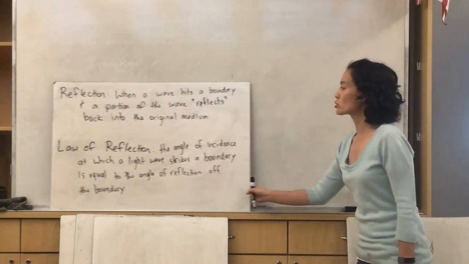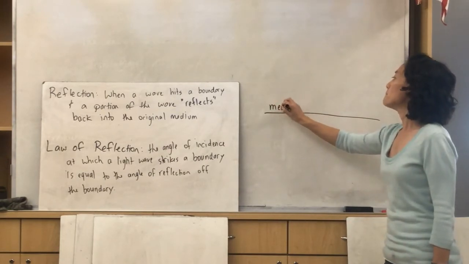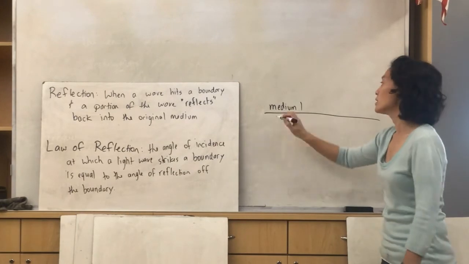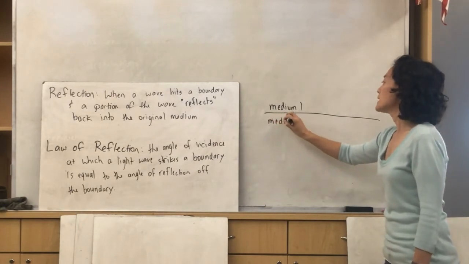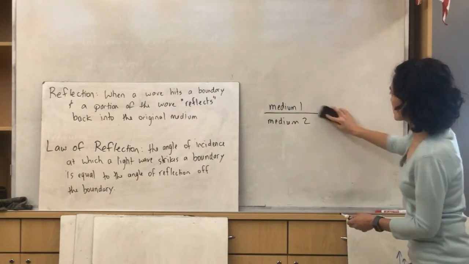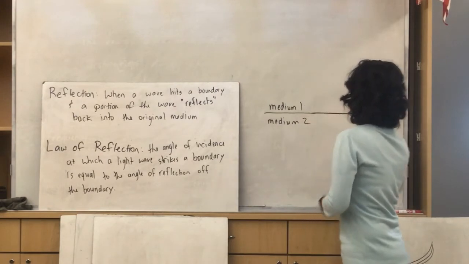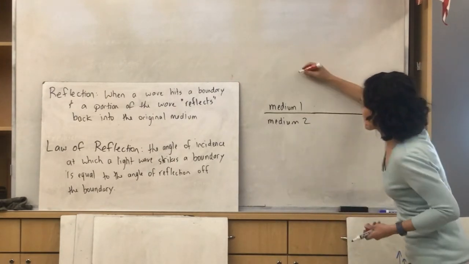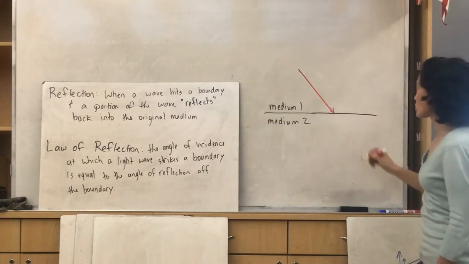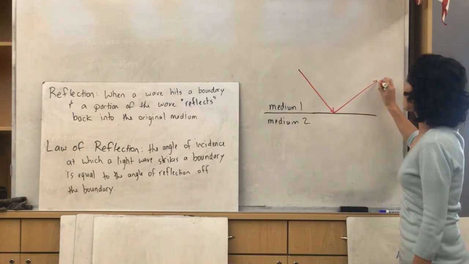For a visual of this, let's say I have an interface, like this is medium 1. And a medium is just a material, guys. It's just a fancy way of saying material. So medium 1, medium 2. And if I have my light ray, that's not a very straight line, is it? If I have my light ray and it strikes my interface, it's going to reflect off at the same angle.